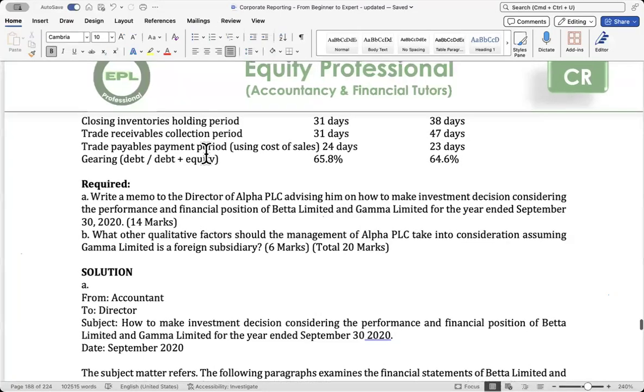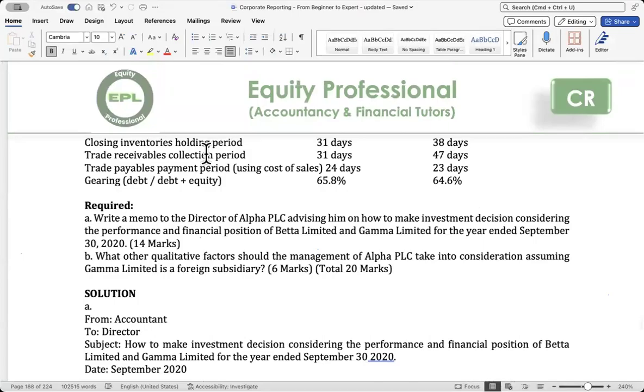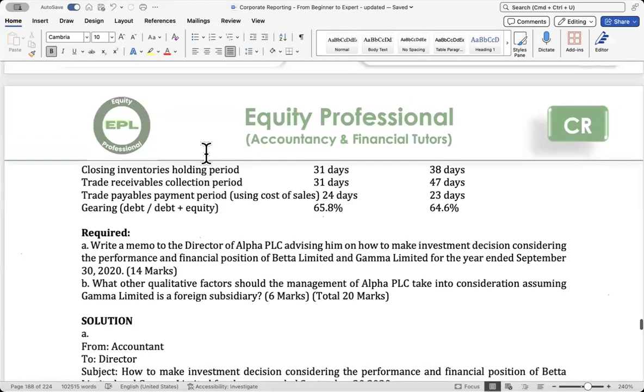Okay. So this was that question. And firstly, like I've told you before now, I'd like you to read the requirement of the question first before you even go to the body of this question. When you look at this question, the examiner wants us to write a memo to the director of Alpha, advising him on how to make investment decision, considering the performance and position of Beta and Gamma for the year ended September 2020. And it's 14 marks.